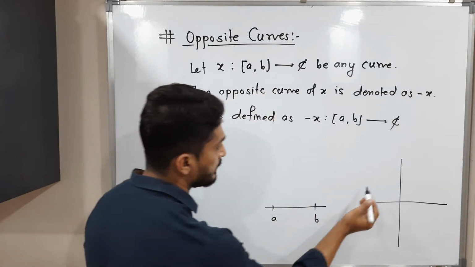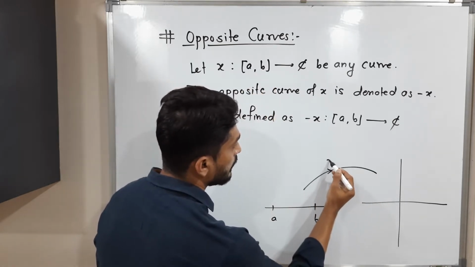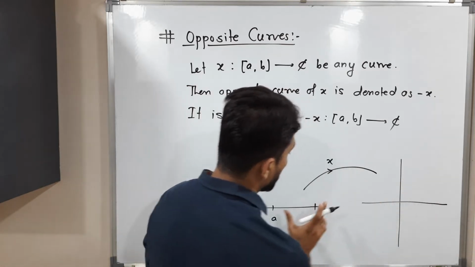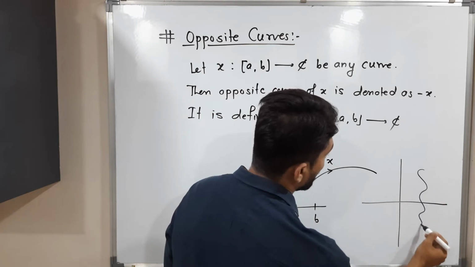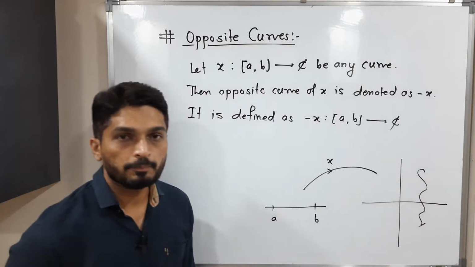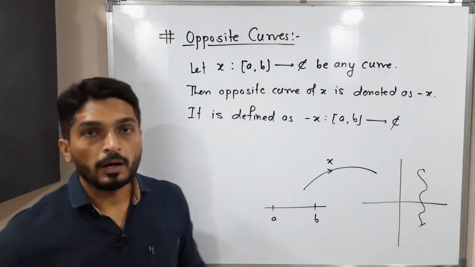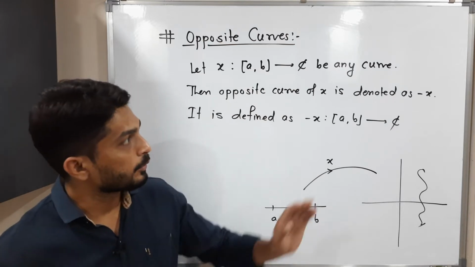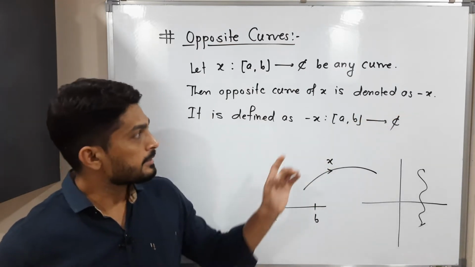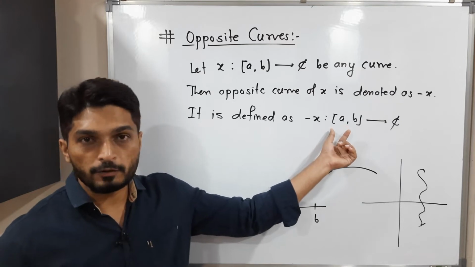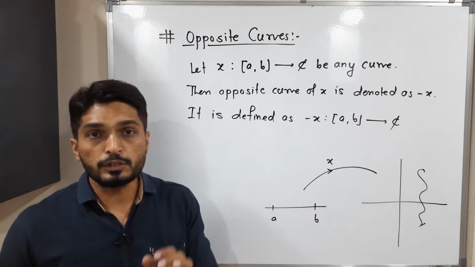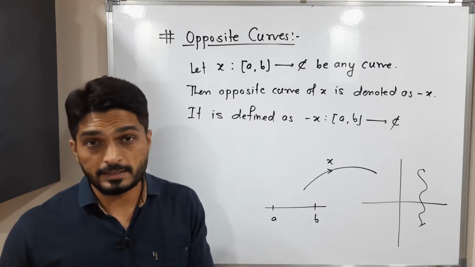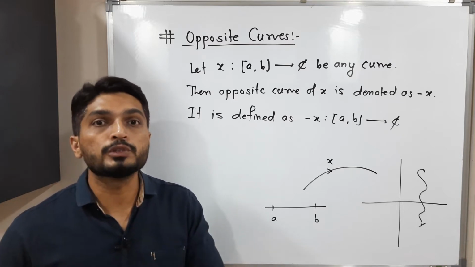You can easily see here. Okay, so this is a curve we have, x. That means the image of closed interval [a, b] under x will be like this. So it's a curve in a complex plane, right? This curve we have, the opposite curve of x is denoted as minus x. This minus x is also defined on closed interval [a, b] to C. So what is the difference between x and minus x? Actually both curves have the same trace, but in opposite direction.